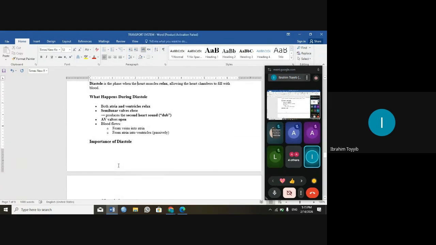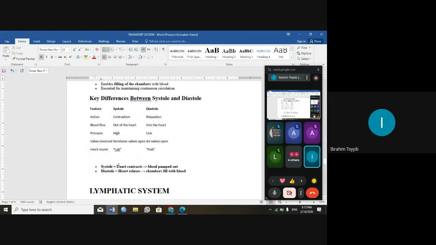So the heart beats in two ways, systole and diastole. Let's look at the key differences between systole and diastole. The action is that systole contracts the heart muscles, while diastole relaxes the heart muscles. Blood flow in systole, the blood flows out of the heart, while in diastole, whereby the heart muscle relaxes, the heart chamber is filled with blood. The blood comes into the heart.